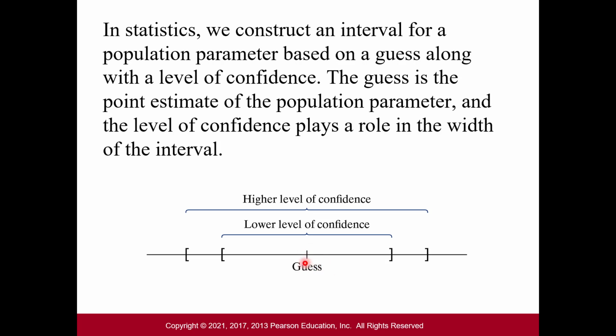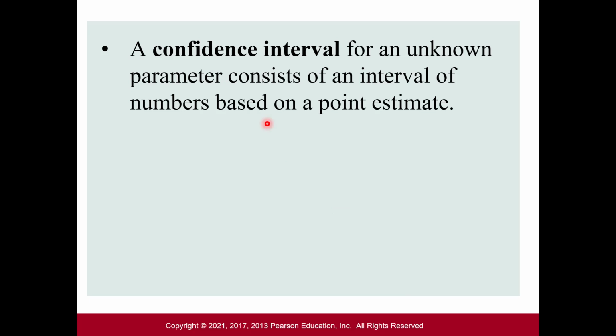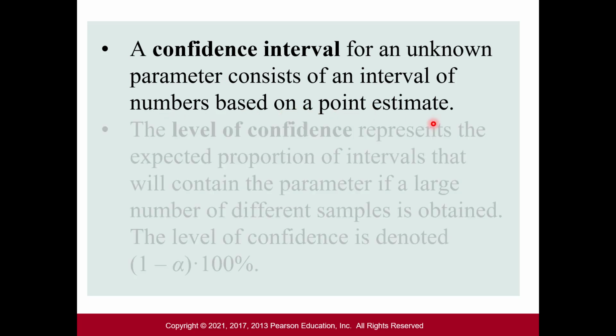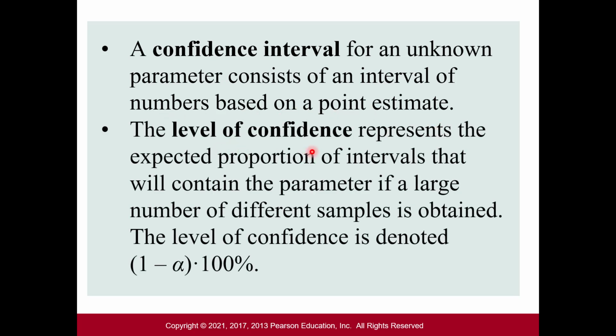And then notice our guess is here. If you think about this visual, we're saying this is our guess, but we could have anything within this interval be the actual value. That's what this visual is trying to tell us. So a confidence interval for an unknown parameter consists of an interval of numbers based on a point estimate. And then the level of confidence represents the expected proportion of intervals that will contain the parameter if a large number of different samples is obtained.